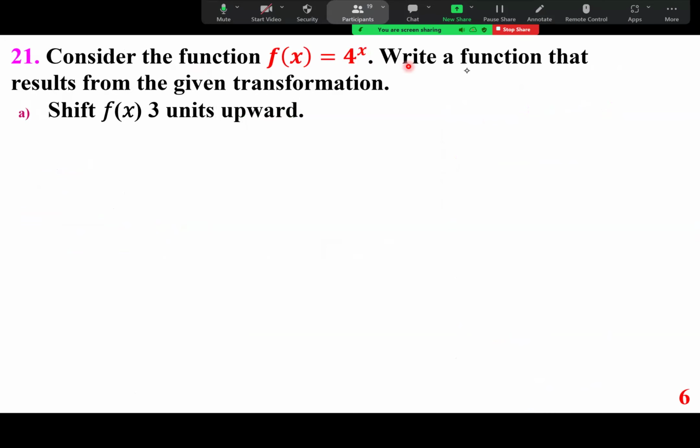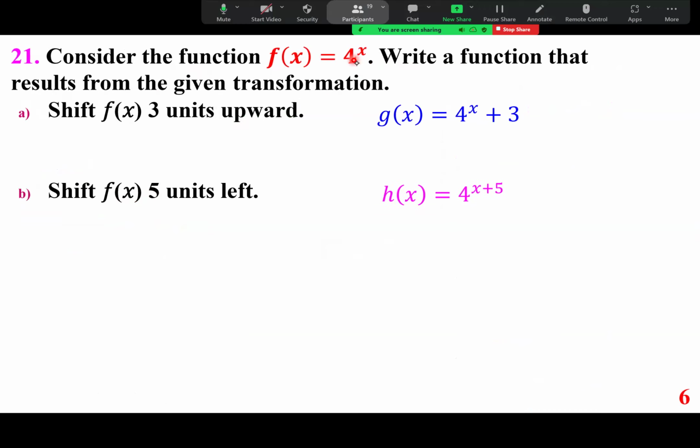Consider the function f of x equals 4 to the power of x. Write a function that results from the given transformation. Shift f of x 3 units up. So just add 3. Shift f of x 5 units left. 4 to the power of x plus 5. Left plus 5, right minus 5.